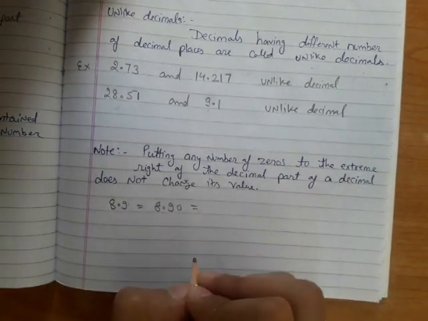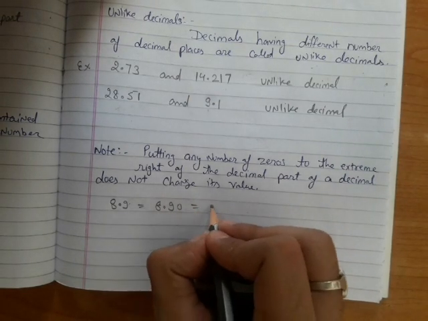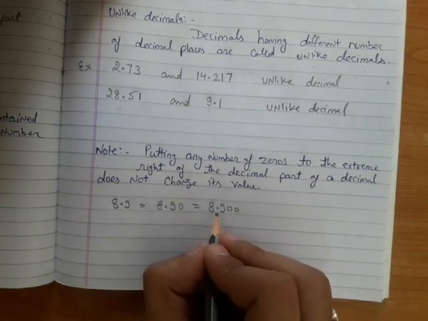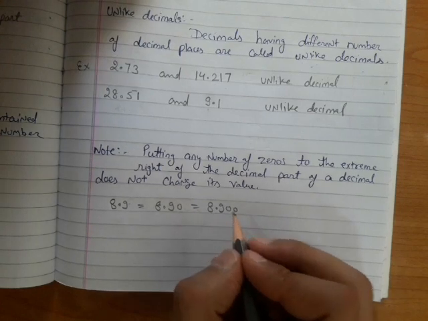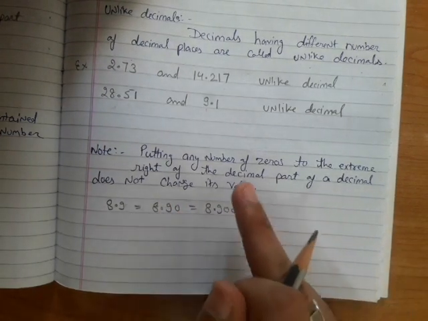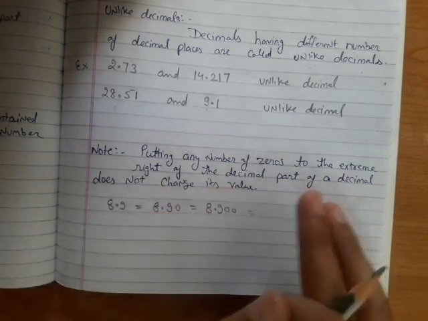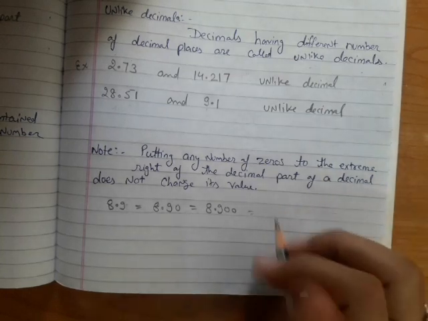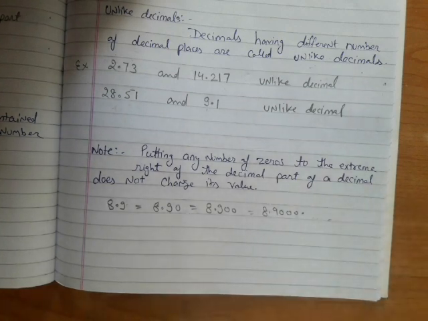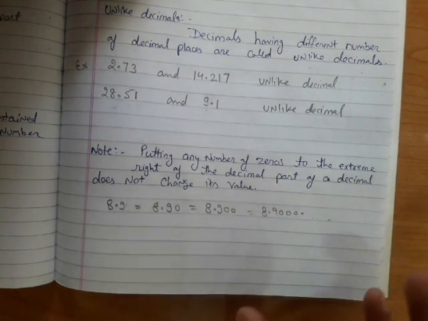Similarly, if you add one more zero to the given number, it will become 8.900. So again 8.9 is also equal to 8.900. Hence you can add any number of zeros to the extreme right of the decimal part of the decimal, and its value will remain unchanged. So you can write 8.9000 and so on. We will use this property to make our decimals like decimals.